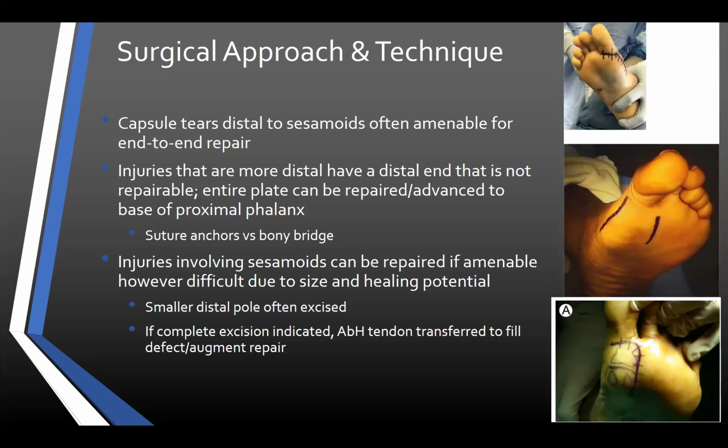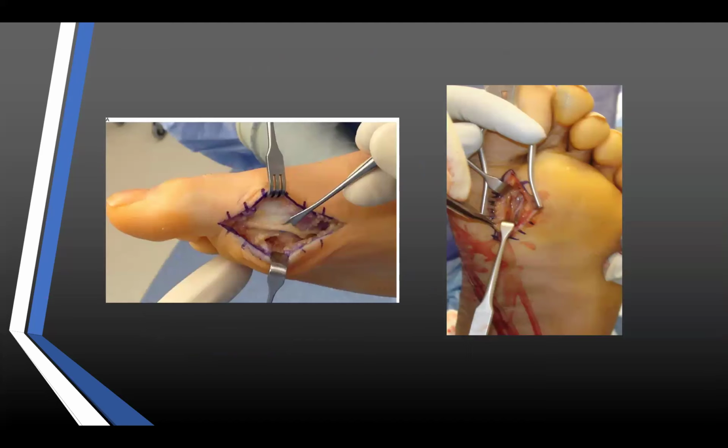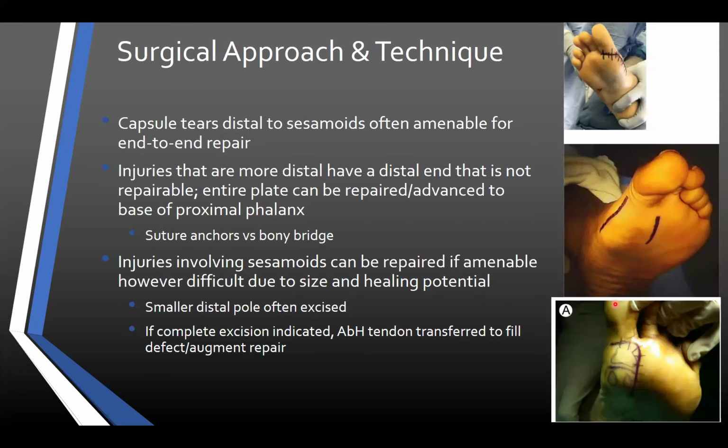In all approaches, the most important thing is you need to visualize the joint as well as to visualize and protect the digital sensory nerves of the hallux, which are shown in this picture here from a paper. You make sure that you can find and protect these nerves, or otherwise the patients are going to have sensory loss to the bottom and it will be problematic.